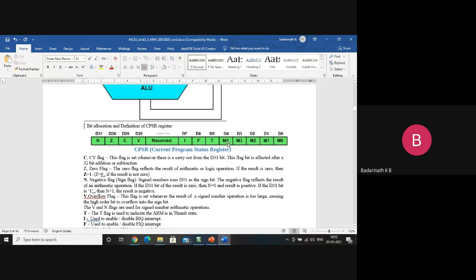So what are the operating modes? Like user mode, supervisor mode, those modes. So summarizing, the current program status register contains the following information.